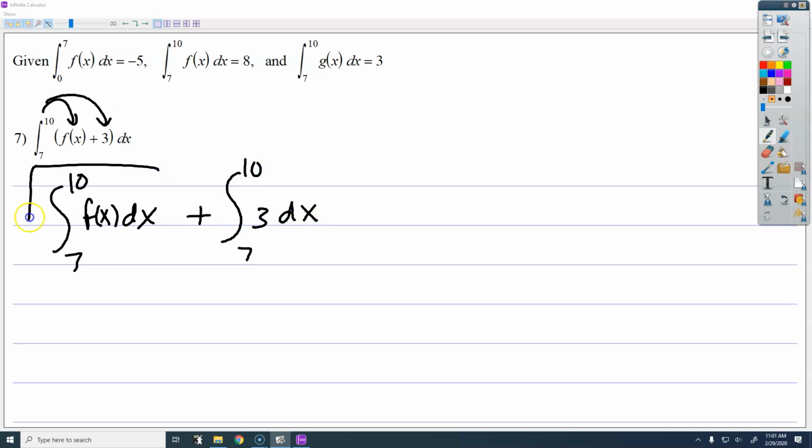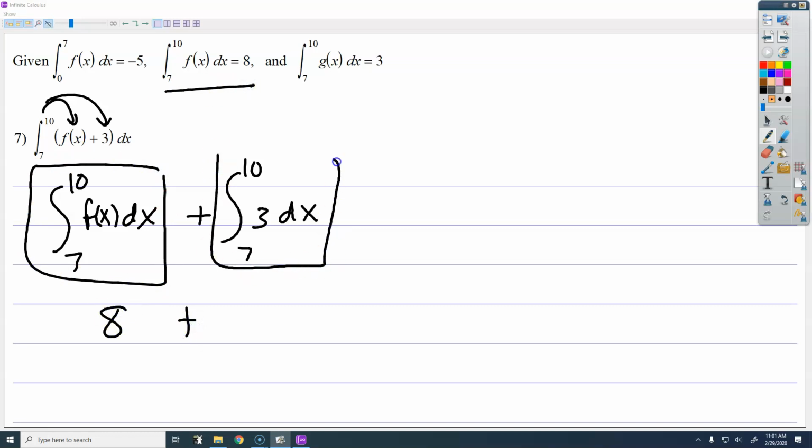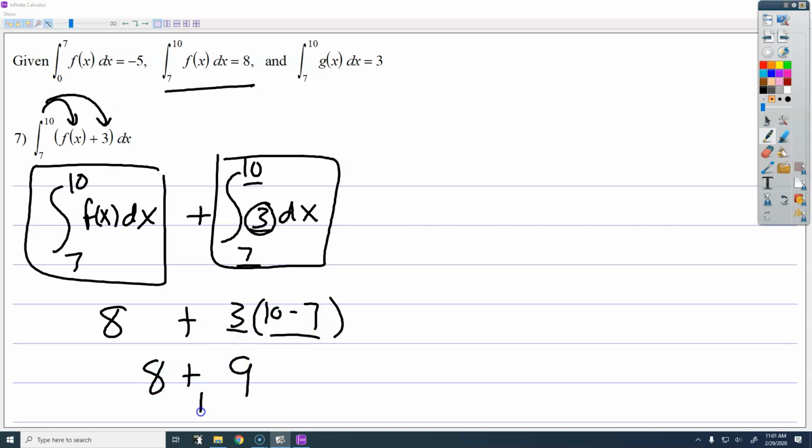Now, for this piece here, it's pretty straightforward. We have the answer up here, it's 8. However, for this piece here, we have a property. You could do this in a variety of ways, but the way we learn in class is we realize that when you have just a number here, it's a rectangle where this is the height, and the base is 10 minus 7. And so we have 8 plus 3 times 3, which is 9, total of 17 is our final answer there.